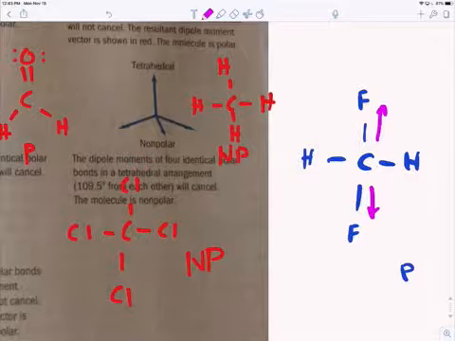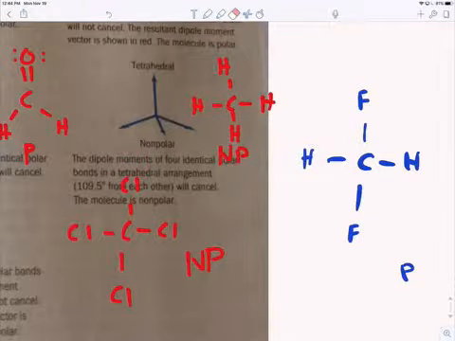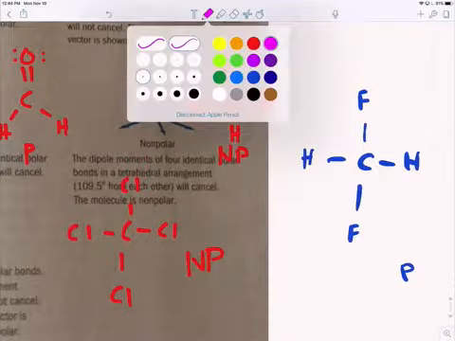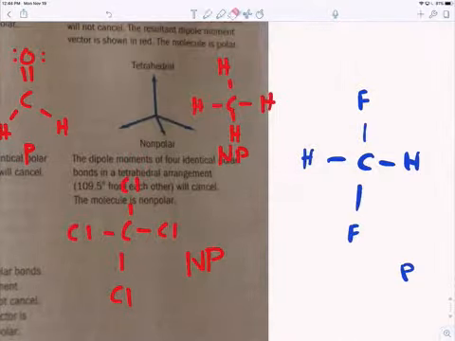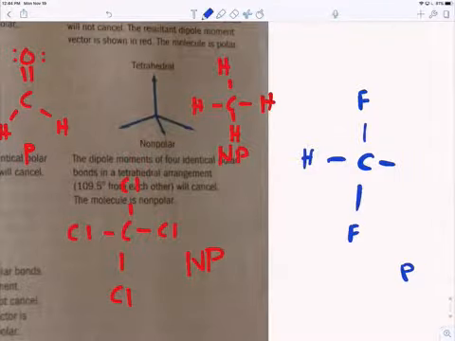So it's a tetrahedral molecule. So don't think it's a square. If it's a square planar, yes, that would work. But this is not a square planar molecule. This is a tetrahedron. So difluoromethane is polar. Trifluoromethane, polar.